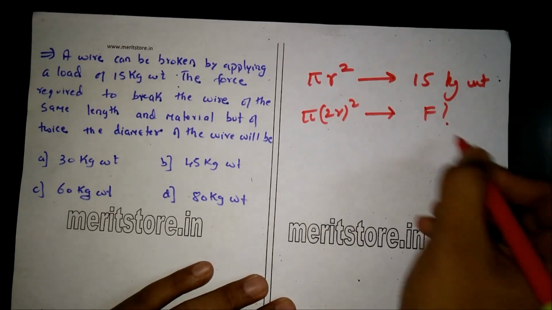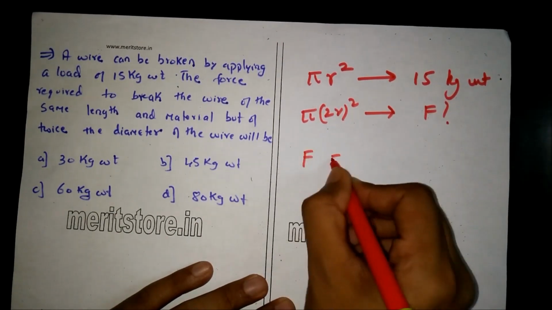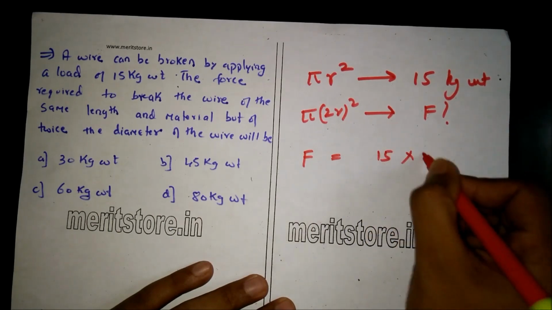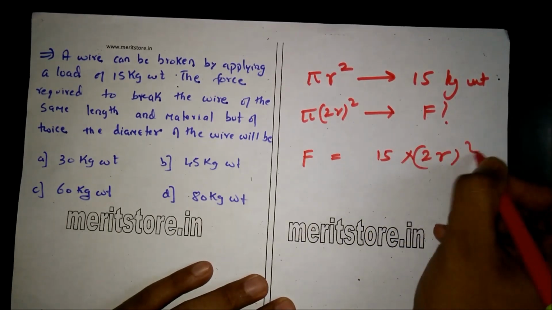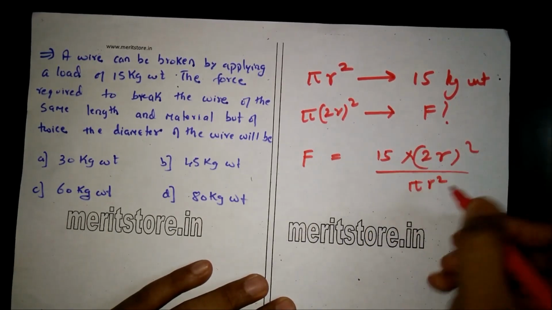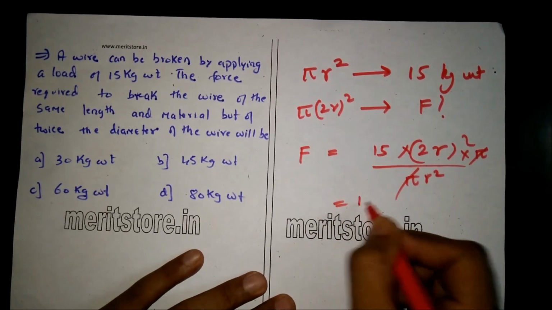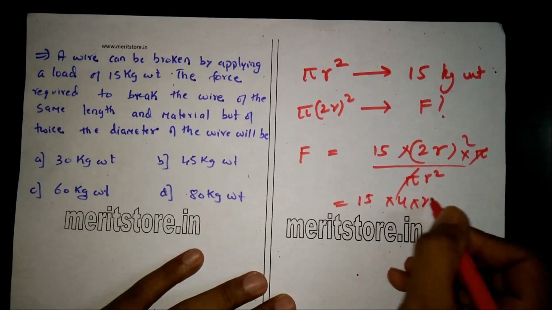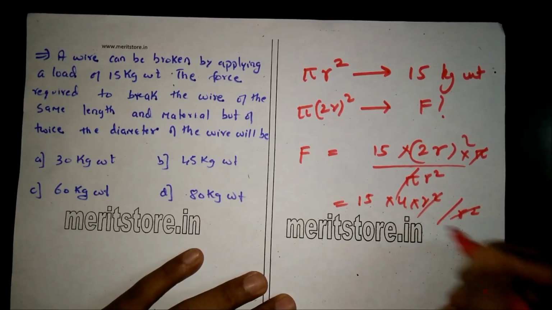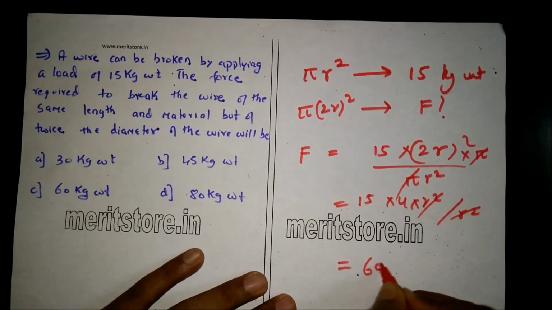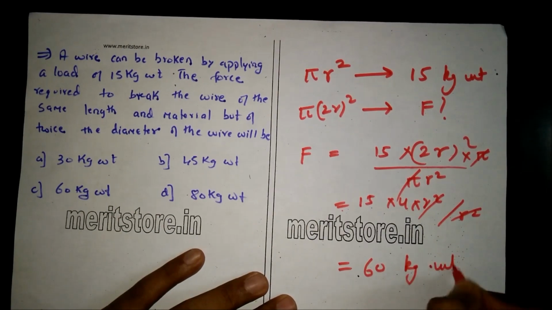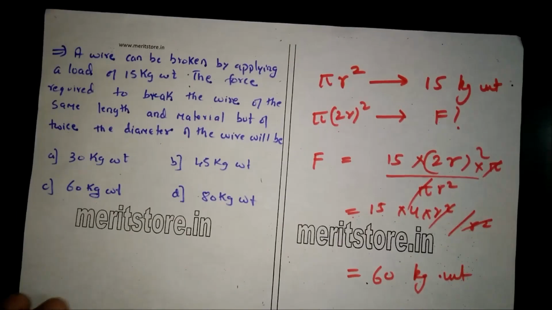force? Therefore, to calculate force, force will be equal to 15 into pi into (2r) square upon pi r square. Pi will get cancelled. 15 into 4 into r square upon r square. R square will get cancelled. 15 into 4 will be 60 kg weight. Therefore, here the correct answer will be option C.